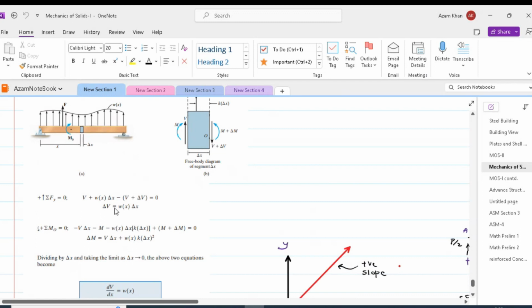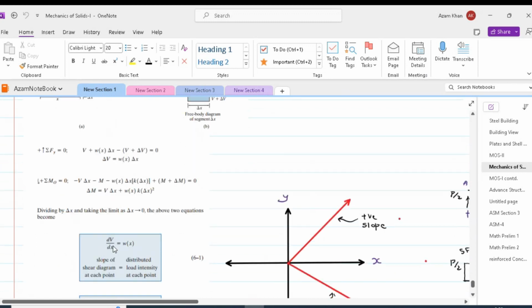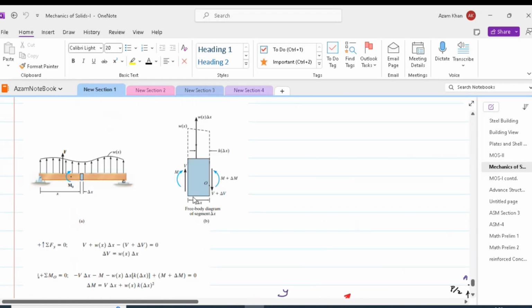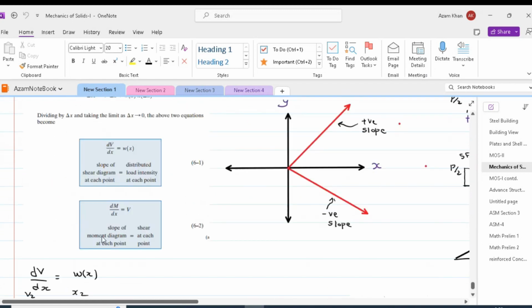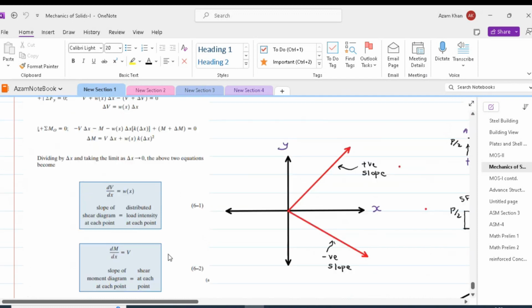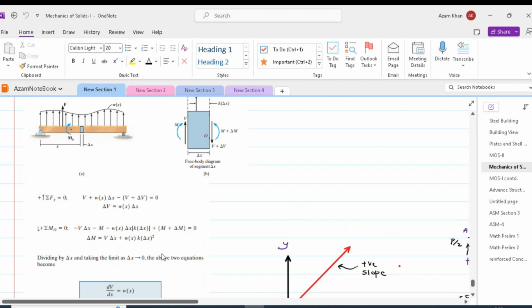Summation of all the forces equal to zero gave us the first expression, which is that the slope of the shear diagram at each point is equal to the applied distributed load intensity, and the summation of moments of this free body equal to zero will give us that the slope of the moment diagram at each point would be equal to shear at each point. If you want to see this topic at a greater depth, then I would refer the listener to the Mechanics of Solids 1 playlist.